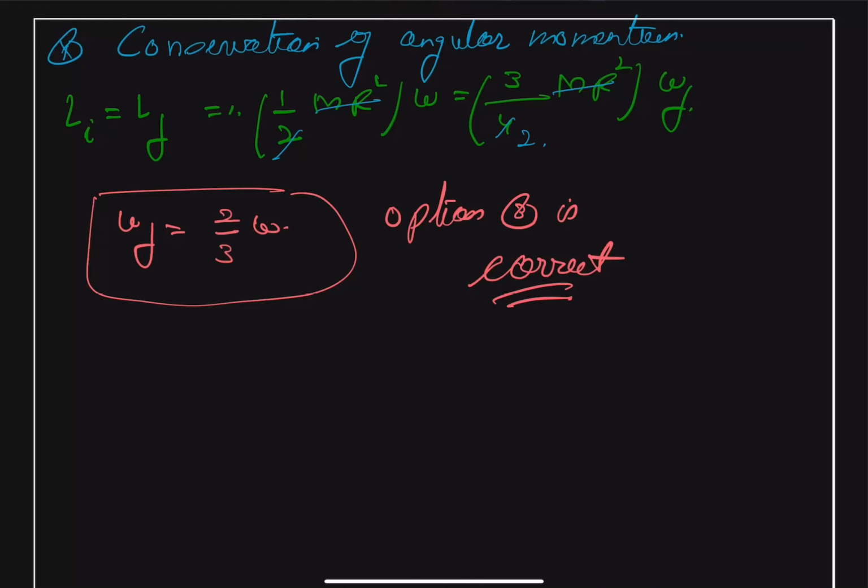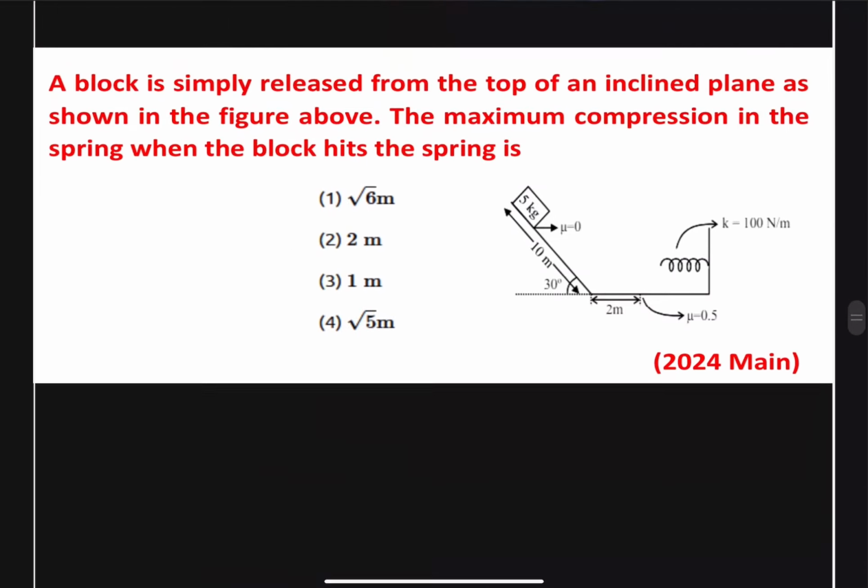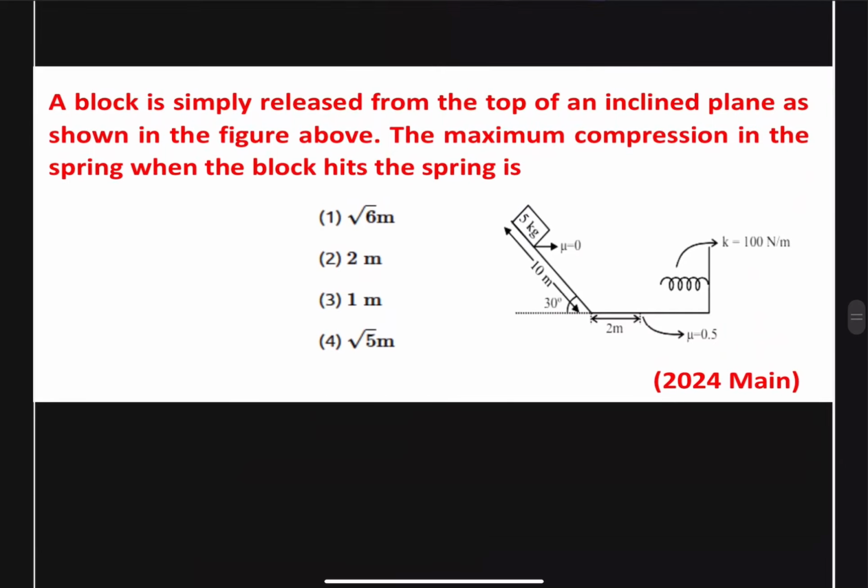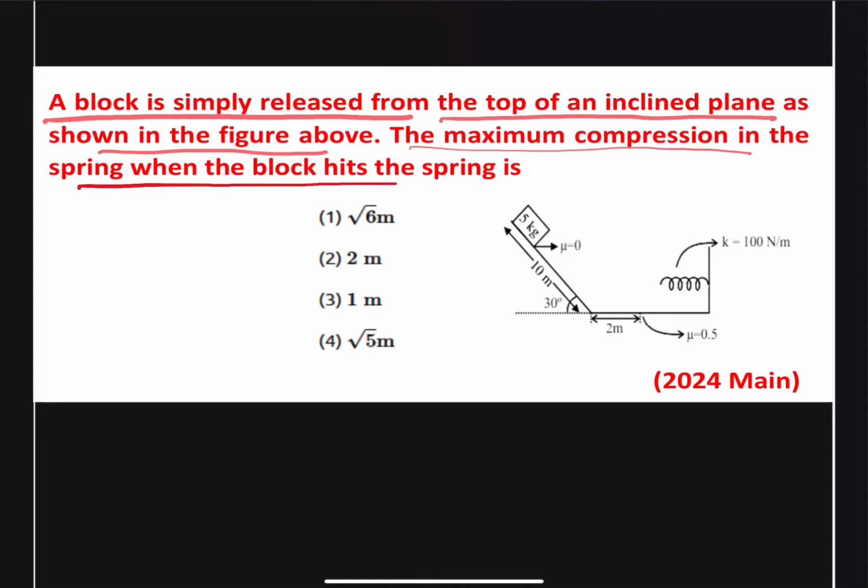Next question. It states that a block is simply released from the top of an inclined plane as shown in the figure above. The maximum compression in the spring when the block hits the spring is. So a basic figure is given to us.